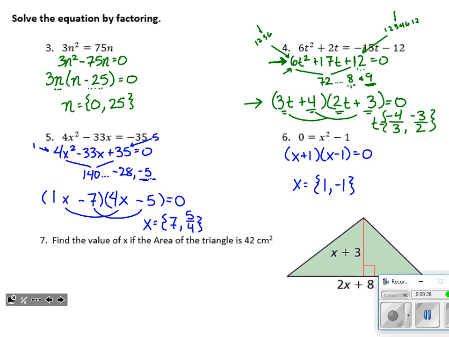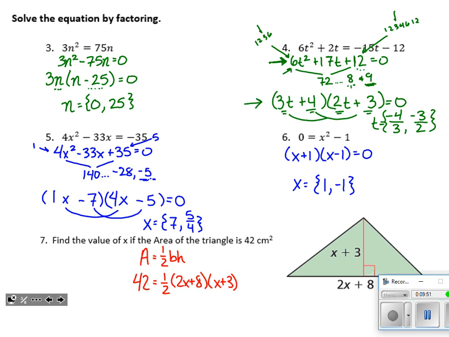All right, for number 7, we've got an area of the triangle problem. On the test, this area formula will be given, but coming out of geometry, we should be automatic with 1/2 times the base times the height. I know the area is 42. I'll substitute that in. I know my base is 2x plus 8, and I know my height is x plus 3.